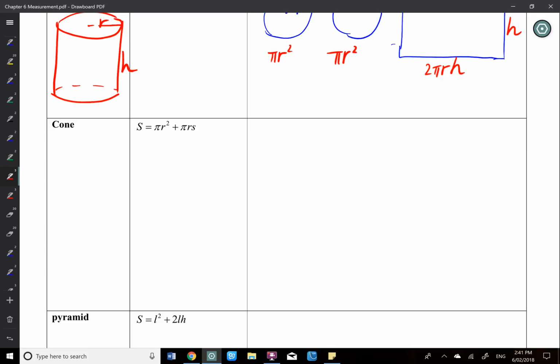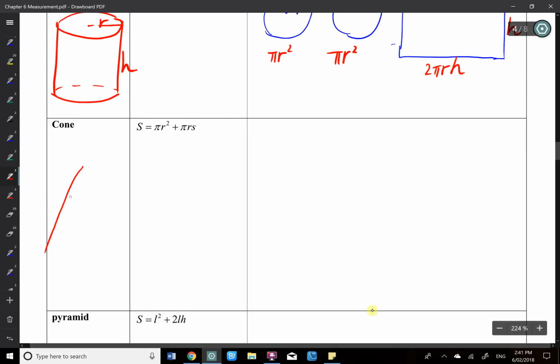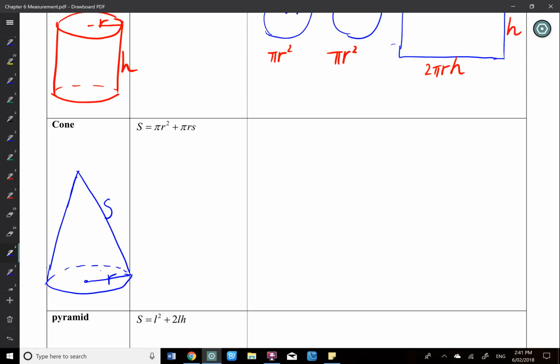Okay, next one is the cone. This one is quite hard to reason. Let's sketch one first. What you will know is the radius of the circle, and also the slant height of the side. So I know S and I know r. I will finish this one, and I'm not going to for the rest, but this will be a long proof. It will be good that you understand where the formula comes from. So let's have a think.